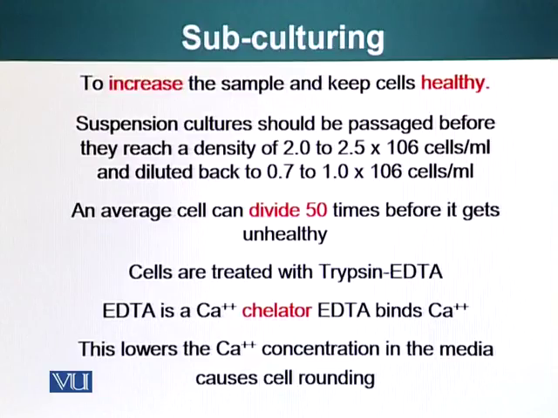Suspension cultures generally should be passaged before they reach a density of 2 to 2.5 million cells per ml, and they should be diluted back to 0.7 to 1 million cells per ml. An average cell, as I've mentioned, can divide 50 times before it gets unhealthy. When you have to passage the cells, or lift the cells from a dish, we are of course talking about adherent cells, they are treated with trypsin EDTA.